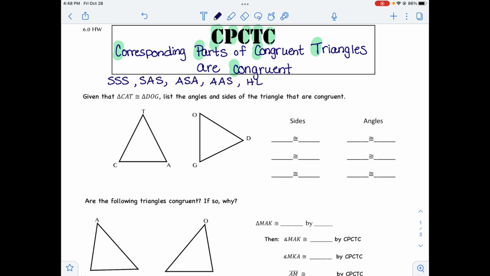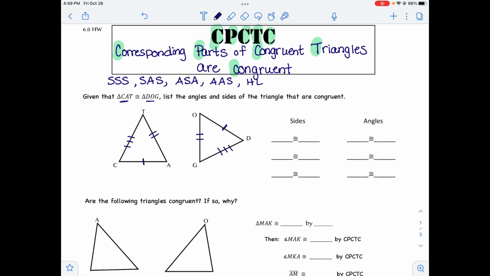All right, so let's talk about our first one. It says that given CAT is congruent to DOG, we're going to list the parts inside of the triangles that are congruent. So I'm going to go ahead and mark what they're telling me. They told me that CA and DO, because that's the right order, are congruent. So CA is congruent to DO. Okay, and then AT would be congruent to OG, and then our last pieces are also going to be congruent.